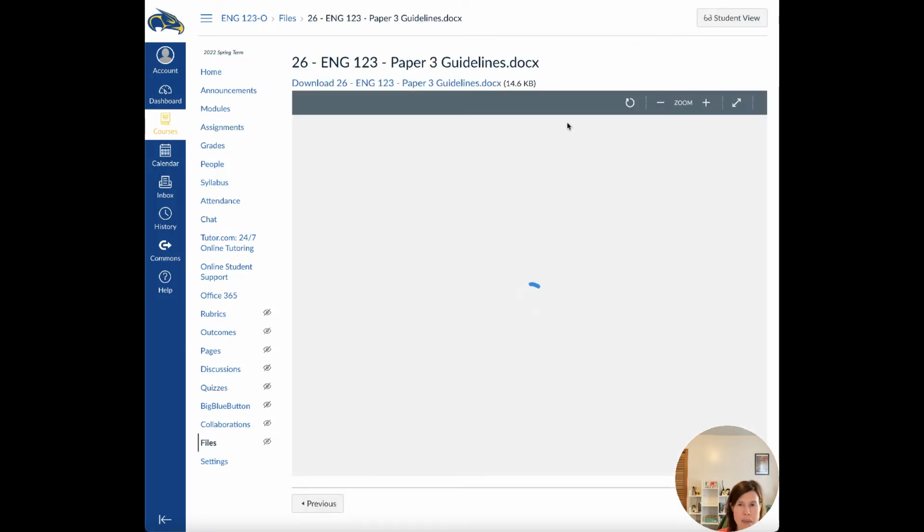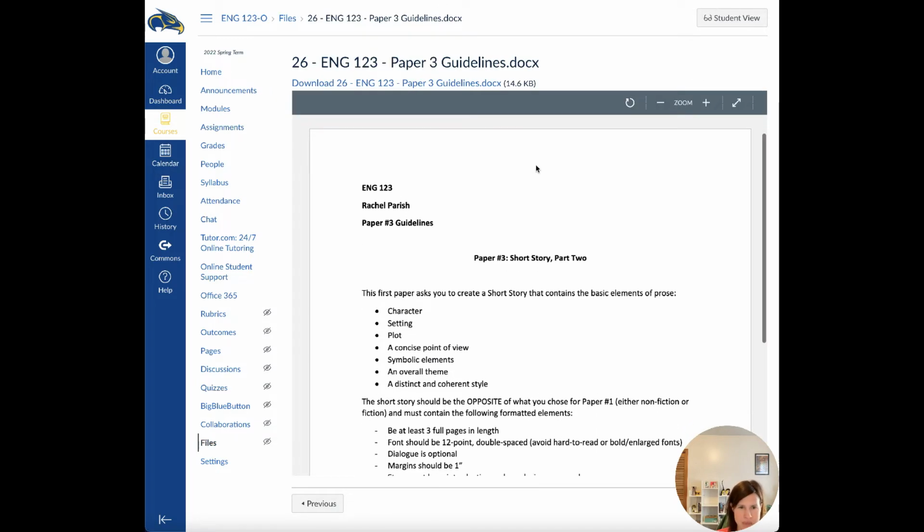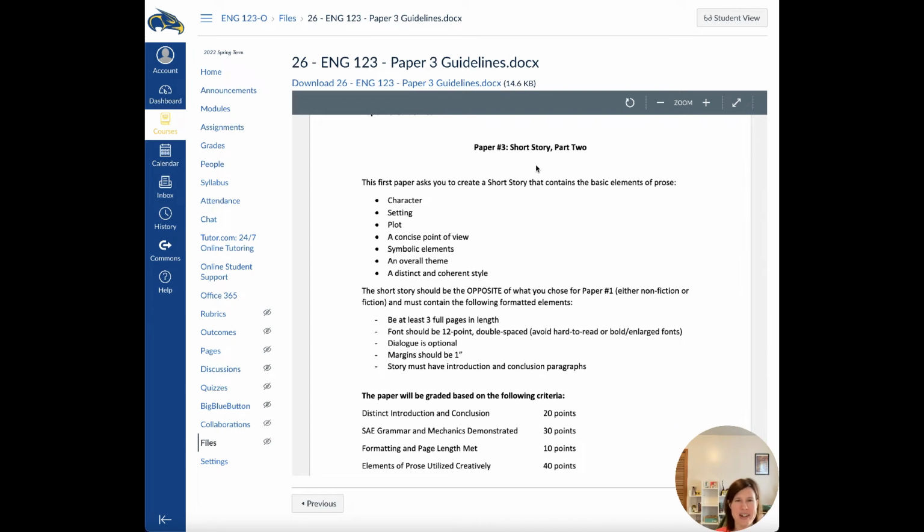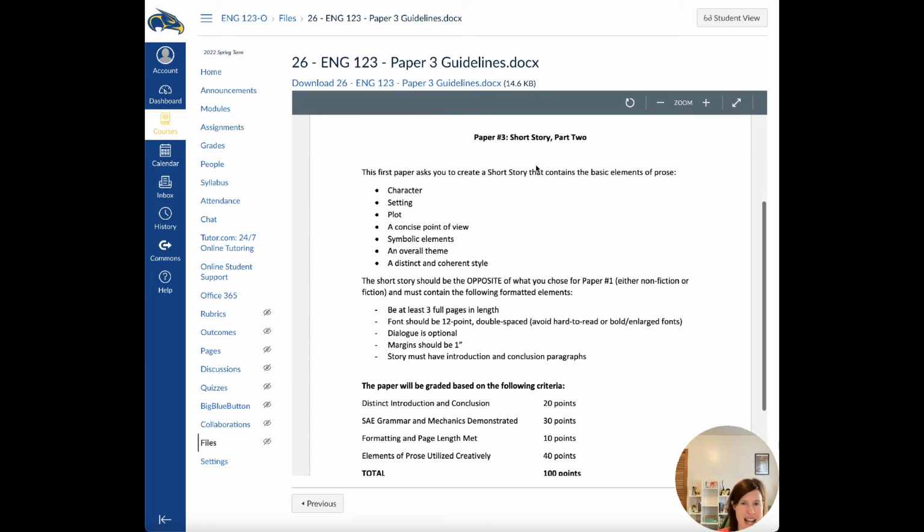And so I want to go over the paper 3 guidelines here, and I pulled them up. So, short story part 2. The first paper asked you to create a story with the following elements of short story: character, setting, plot, point of view, symbolic elements, a theme, and an overall style. And I will say, I have been thoroughly impressed with your paper number 1s. They were so good. I really, really enjoyed reading them. There were some amazing pieces of fiction and nonfiction in there.